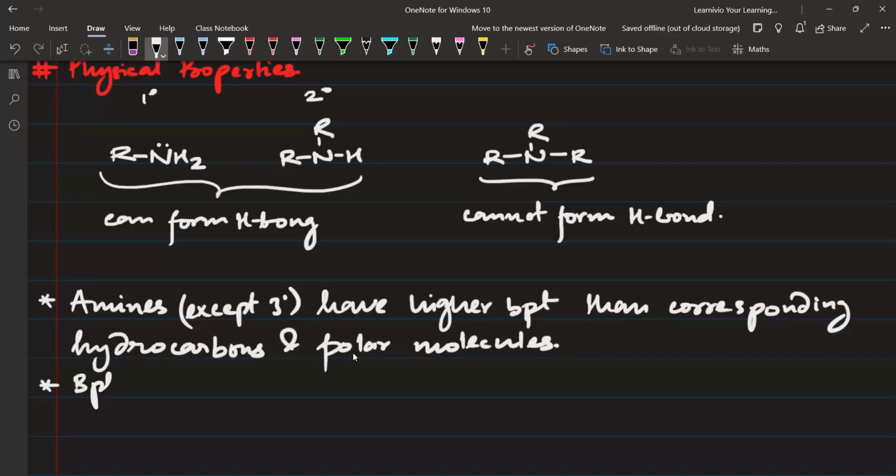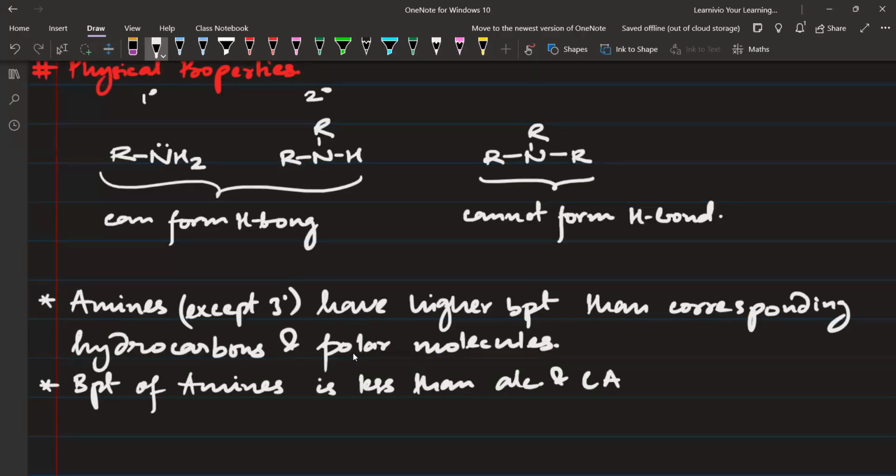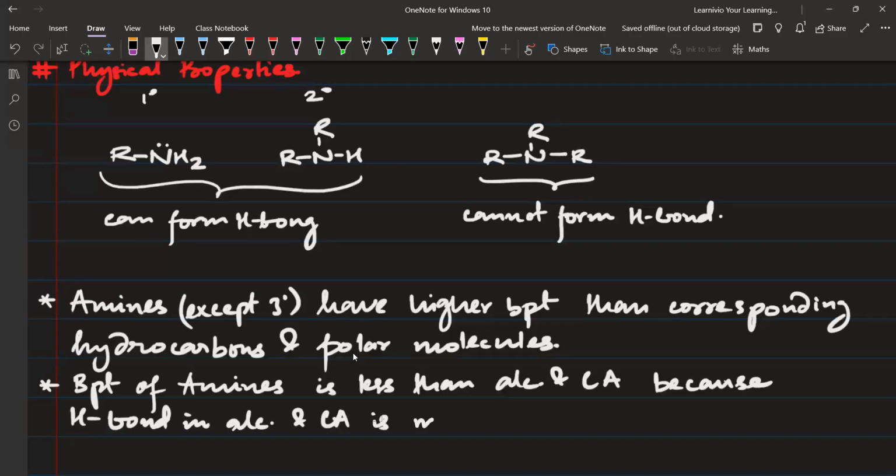Next point, boiling point of amines is less than alcohol and carboxylic acid because hydrogen bond in alcohol and carboxylic acid is made by more electronegative oxygen.